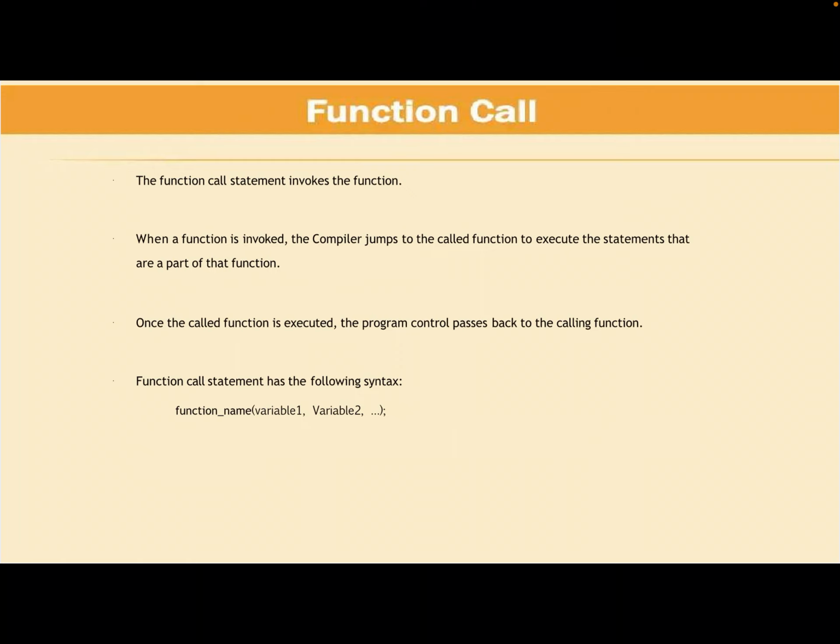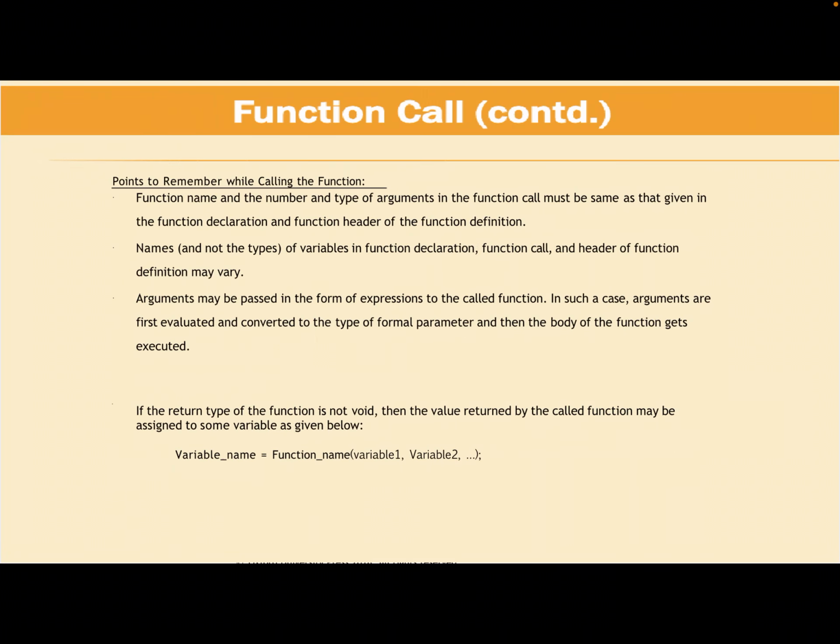And function call statements can be declared as follows. You have to give the function name followed by the variable list or the arguments. This is how the function is called within a main function. And there are a few important points we are supposed to remember while calling a function. Function name and the number and the type of the arguments in the function call must be the same as that given in the function declaration and function header of the function definition.